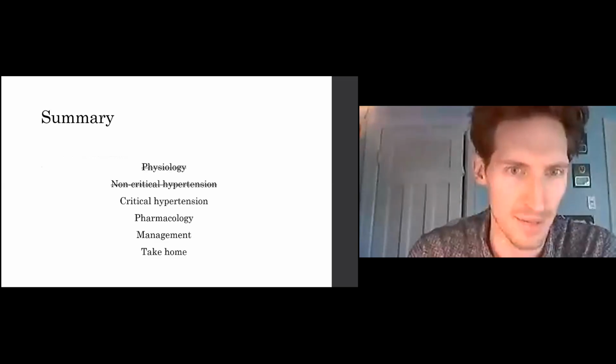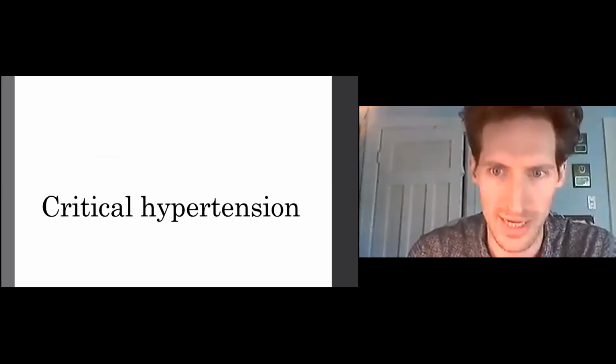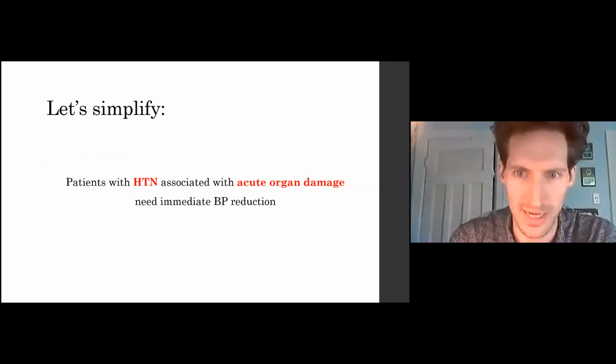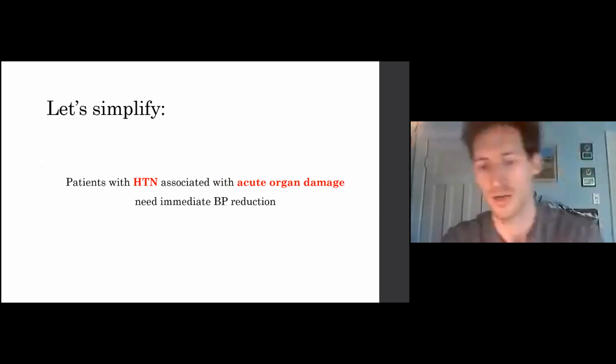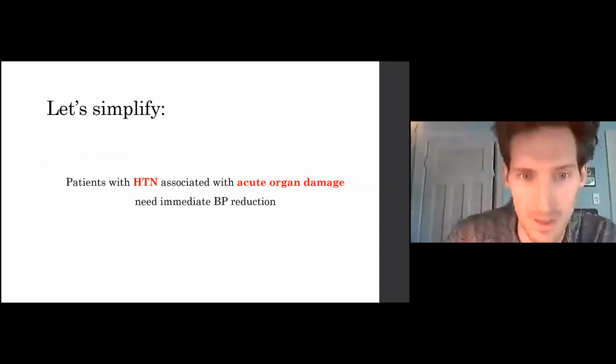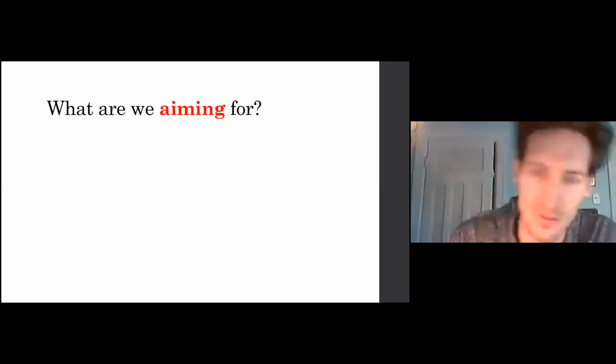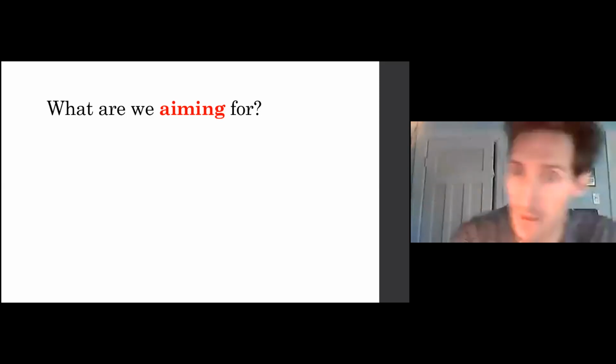Now, critical hypertension. So again, to simplify, these are patients with acute organ damage and hypertension. They're patients that are actively being harmed by their elevated blood pressure and need an immediate blood pressure reduction. So, well, what are we aiming for then? Do we reduce by 20 of systolic? Do we reduce by 15 of diastolic? Do we reduce by a percentage of MAP? So what do we do?